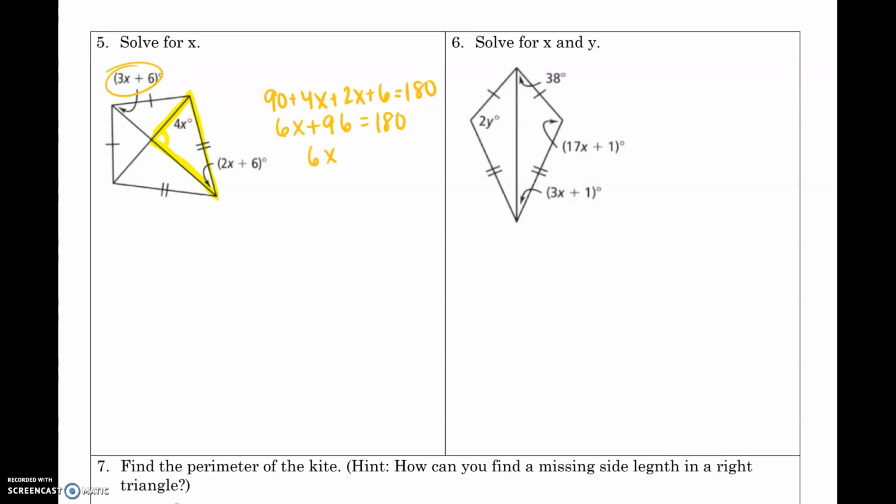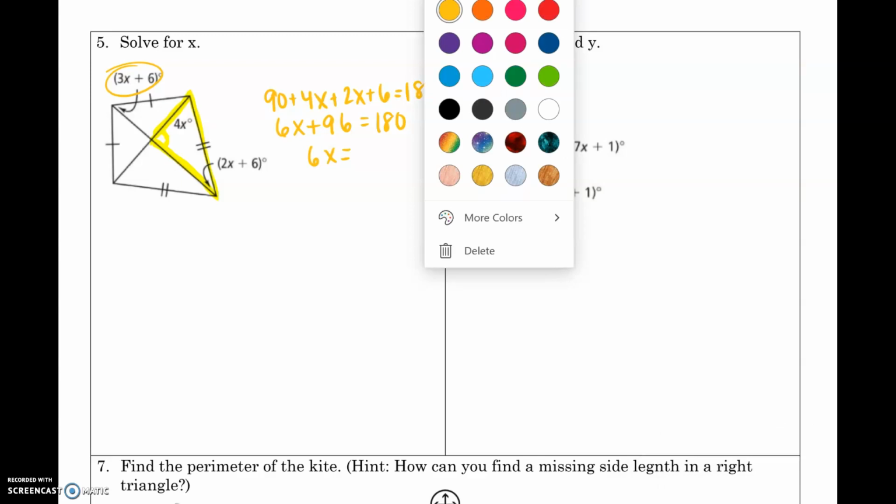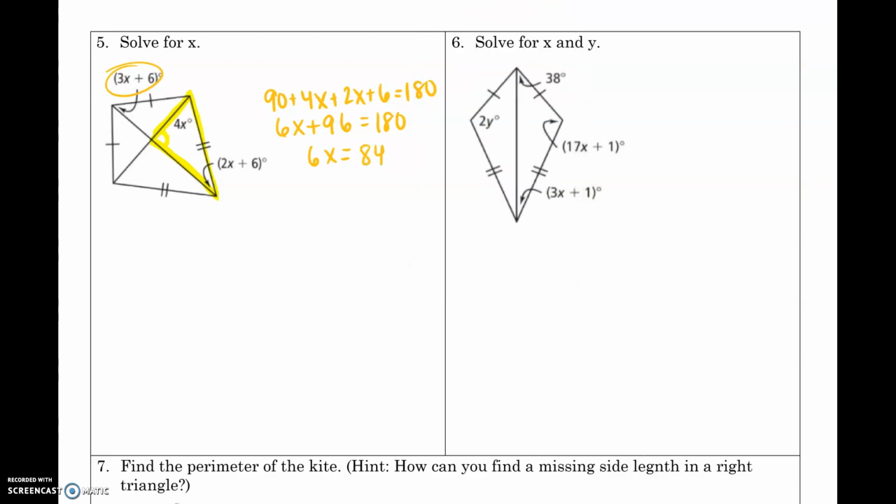I'm going to subtract 96 from 180, and I get 84. Then I'm going to divide both sides by 6, and x is equal to 14.